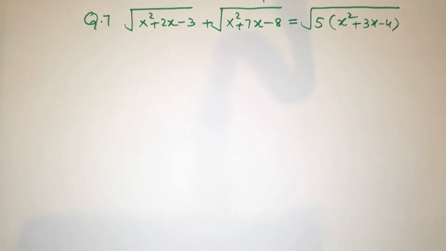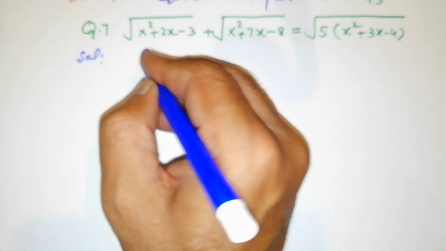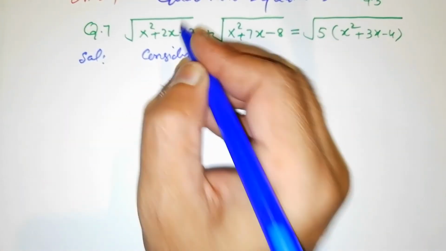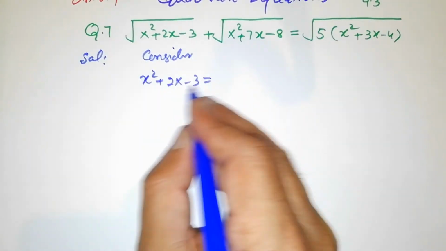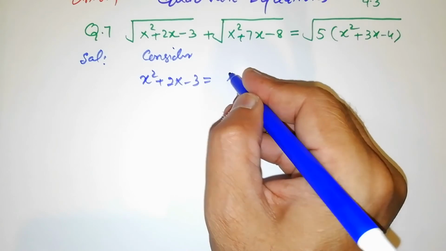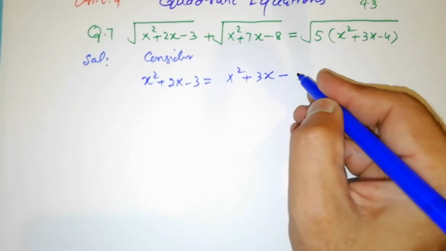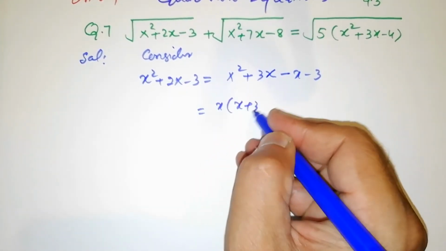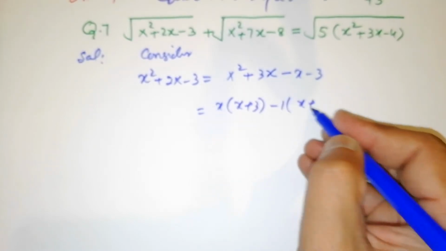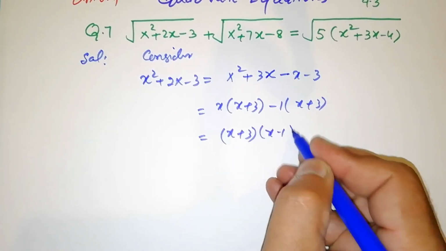So students, next question, that is question number 7. Solution. Consider x² + 2x − 13. If we factorize this, we have x² + 3x − x − 3. Taking x common, x(x + 3) − 1(x + 3), which gives (x + 3)(x − 1).